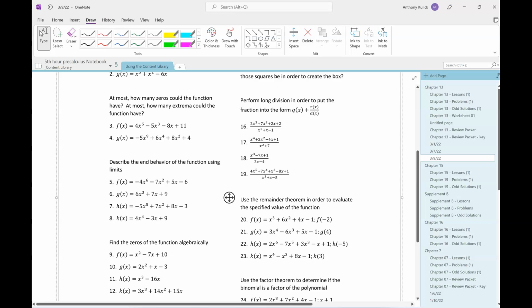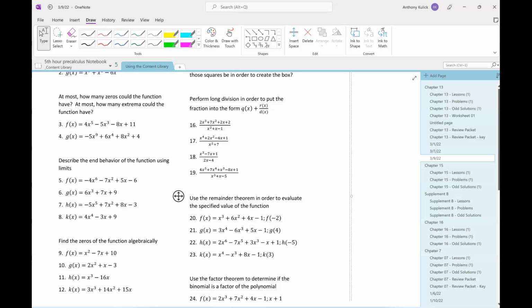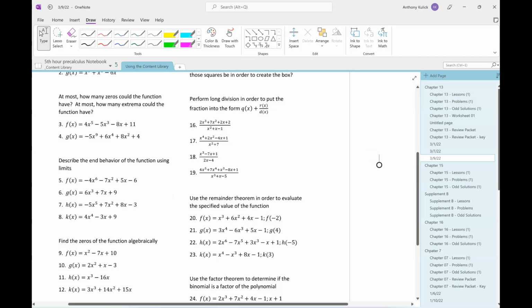Okay. So it says at most how many zeros could the function have and how many extrema could the function have. We don't need anything to do this other than our theorem here. So the degree for the polynomial will answer both questions. What's the degree for this polynomial? It's 9, right? So we have at most 9 zeros, and we have at most 8 extrema. That's it. Nothing more to do there.